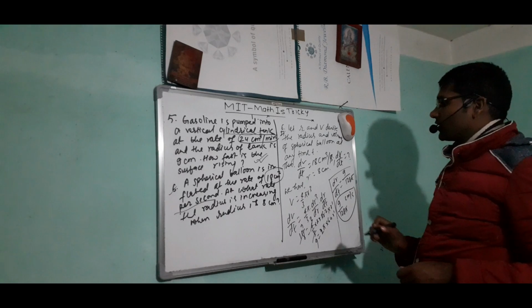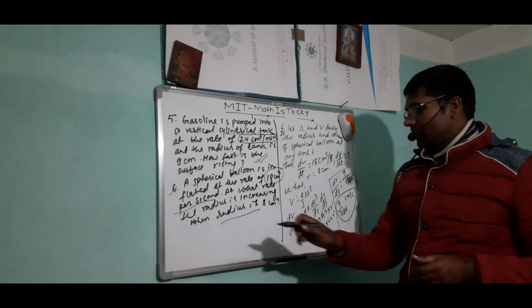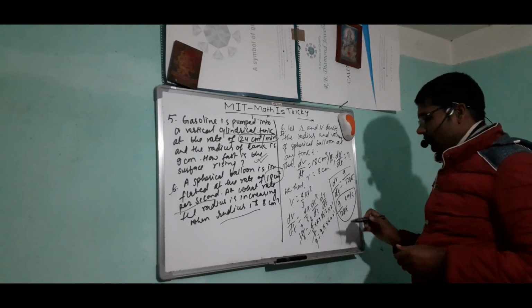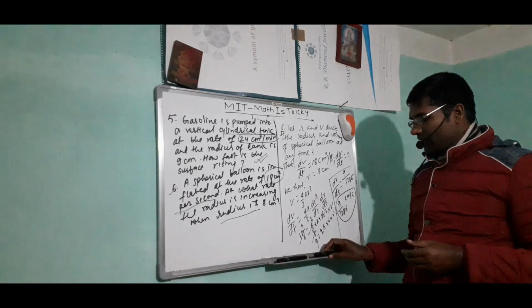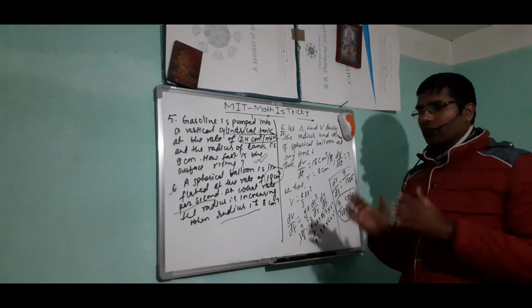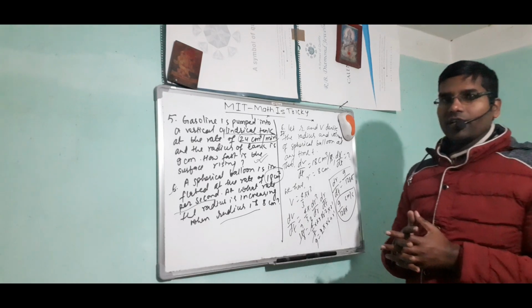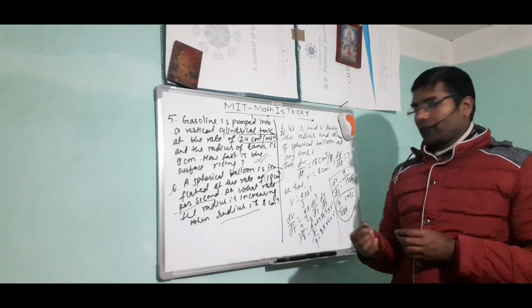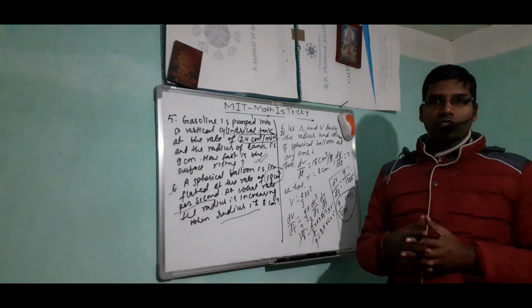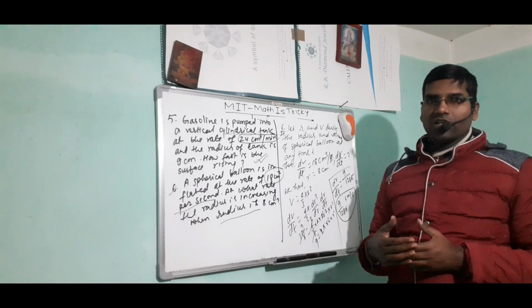This is the rate for the radius. That means the radius is increasing at the rate of 9 by 128 pi. Hope you understood it. It's very simple. In case of a spherical balloon, the formula is 4 by 3 pi r cube. And then how to differentiate: first you differentiate with respect to r and then r with respect to t.